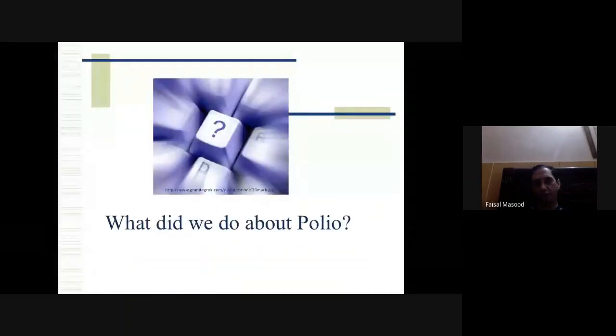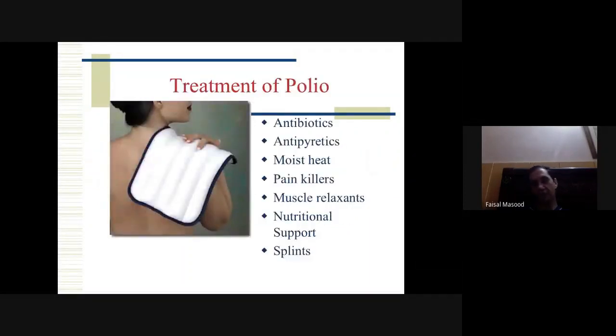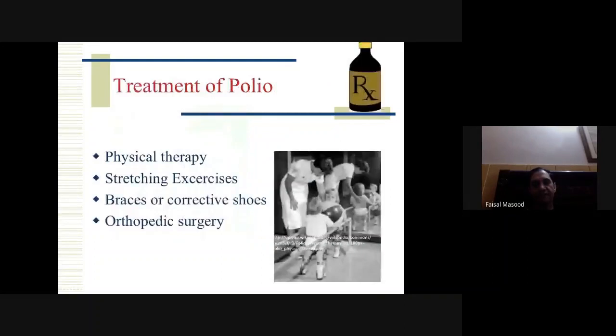What did we do about polio? We had prevention. Effective immunization has almost eradicated it. What if it develops? Then you go with antibiotics, antipyretics, moist heat, painkillers, muscle relaxants, nutritional support. And as a physiotherapist, you must know how to apply splints and where to apply splints, and this is how you prevent the contractures. Then physical therapy, stretching exercises, braces or corrective shoes, orthopedic surgery at the end.